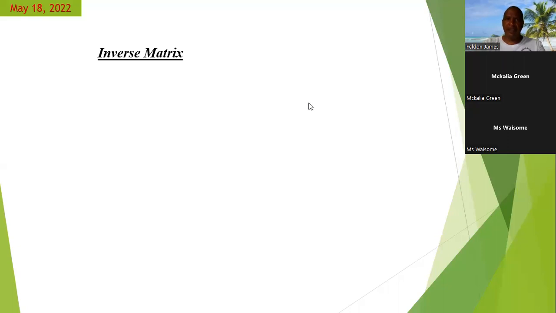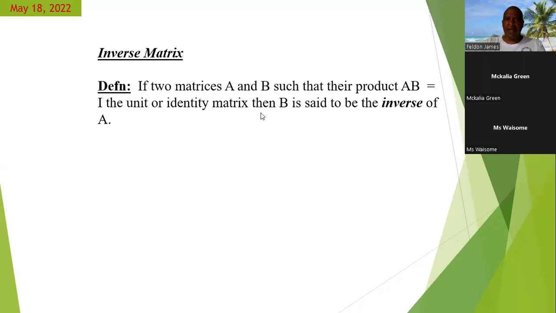In order to find the inverse matrix, there are a number of steps that we have to carry out. An inverse matrix of A would be a matrix that when you multiply by A, you get the identity matrix, or the unit matrix. So an inverse of a matrix times a matrix will give you the identity matrix, which is 1, 0, 0, 1.